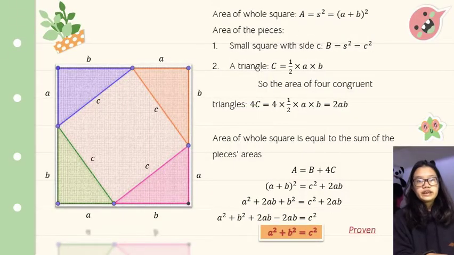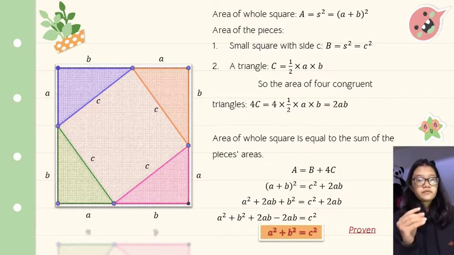In this picture, we can see a square with side a plus b. Inside the square, we see there are 4 congruent triangles and 1 square with side c. Area of the whole square with side a plus b is (a plus b) square, while the area of the pieces are: first, the small square with side c. The area is c square. The second is the area of the 4 congruent triangles.